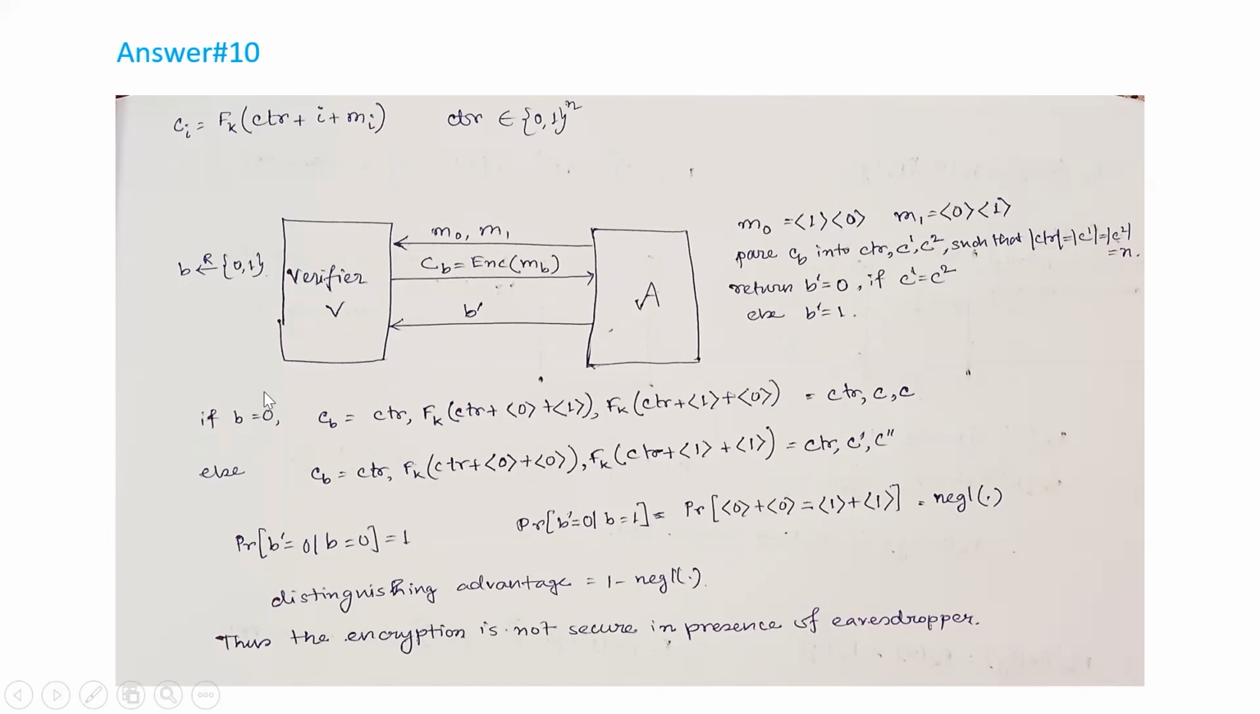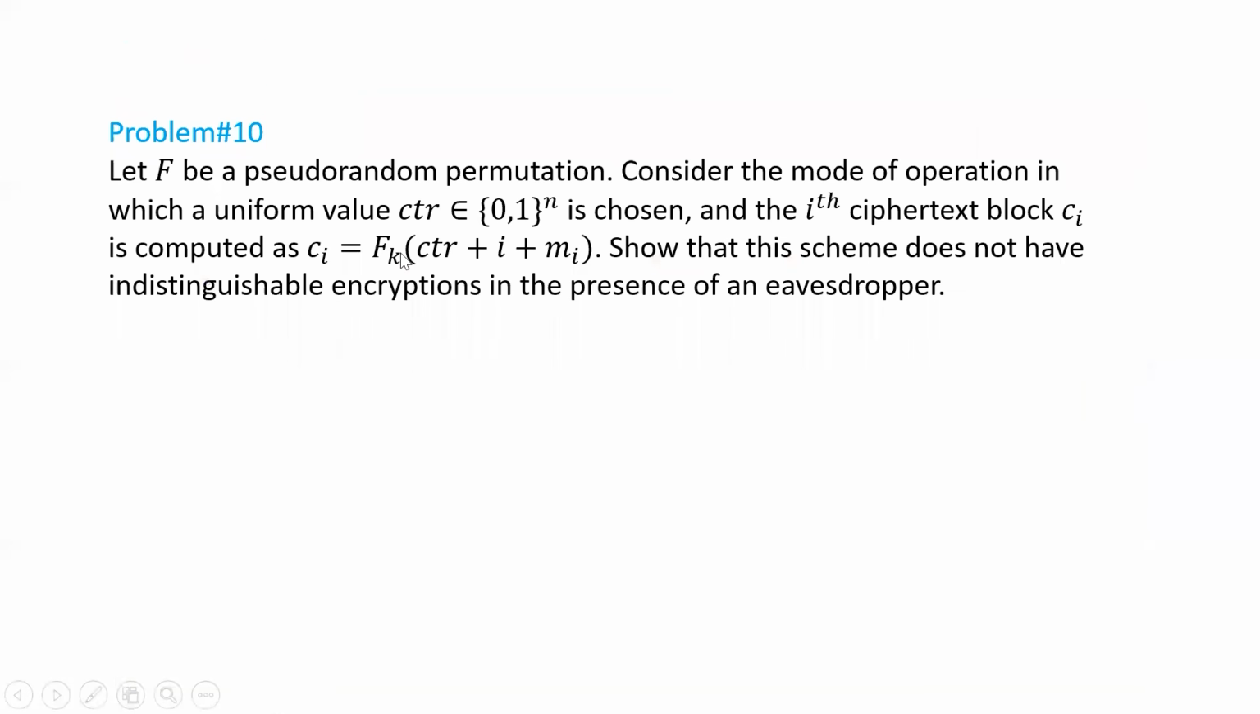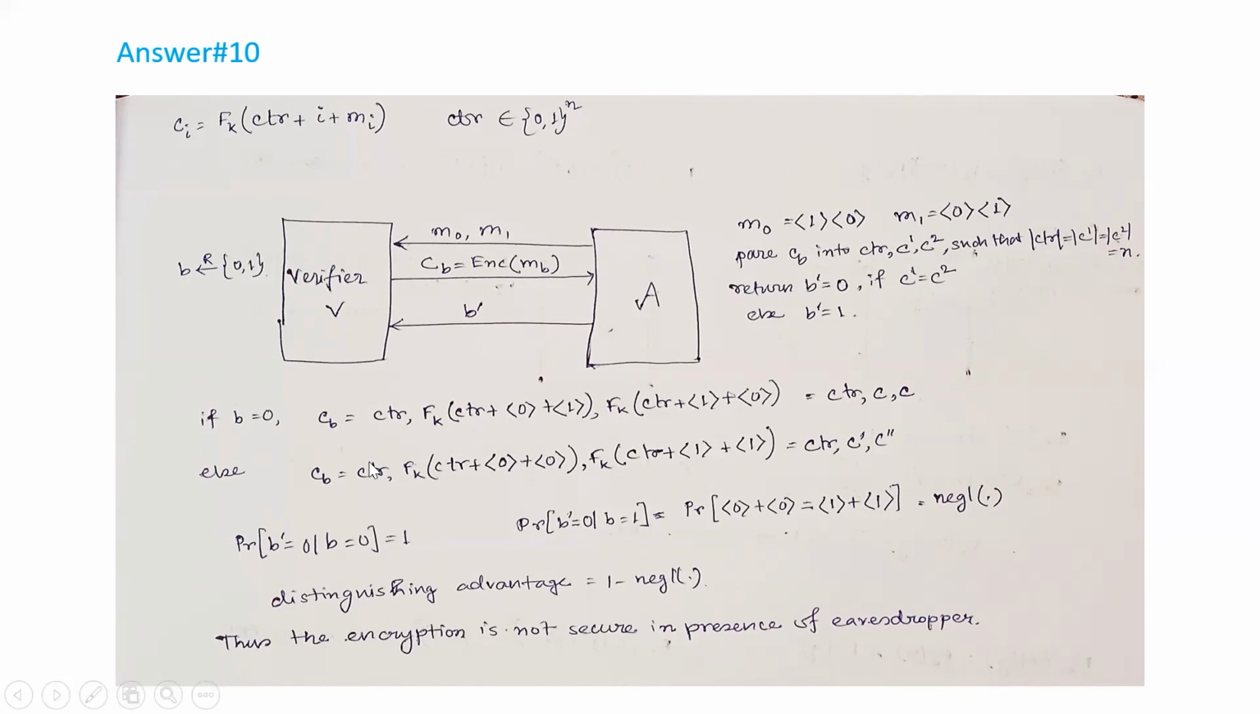whenever b is chosen to be 0, the output challenge ciphertext becomes CTR, comma, and if you remember how the computation of ciphertext happens in the case of a block cipher, the first counter is output as CTR, then Fk(CTR + encoding of 0) is added, that is the i. In the first block i is 0, so we add the encoding of 0 here, and then mi is added. mi is nothing but the first block of M0, which is the encoding of 1.